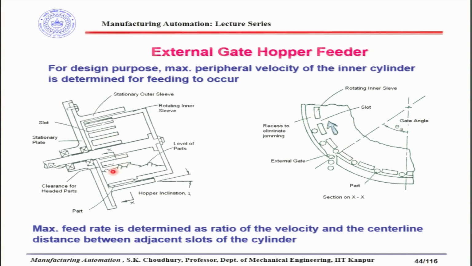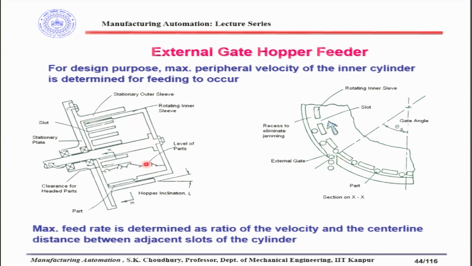So the mass of the parts is located at the base of the rotating inner sleeve, and when this is rotating, the small engineering parts, as we said, cylindrical parts, will be nested in these grooves, and when these grooves are aligned with the external gate, the parts will fall one by one. This is the idea. So once again, there is a stationary outer sleeve, inside that there is a rotary sleeve which is rotating. In the rotary sleeve there are grooves. The mass of the parts is at the base of the rotary inner sleeve, and the whole thing is inclined to the horizontal at a certain angle, as shown in the figure.